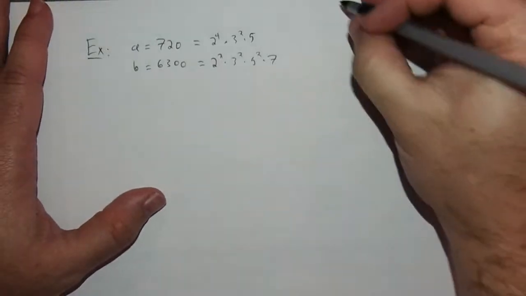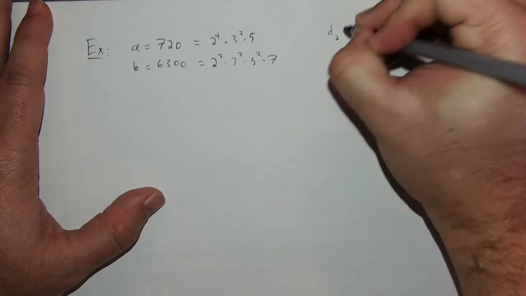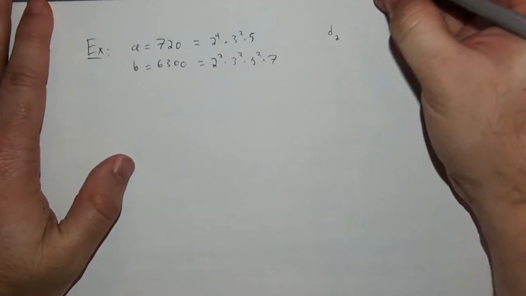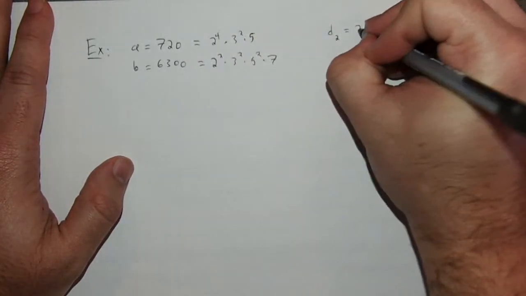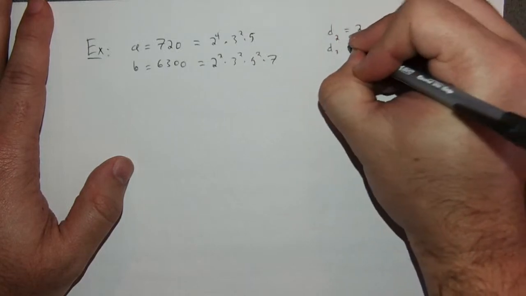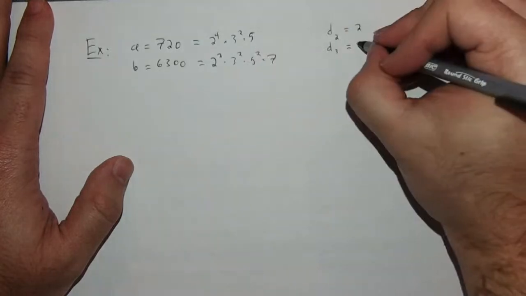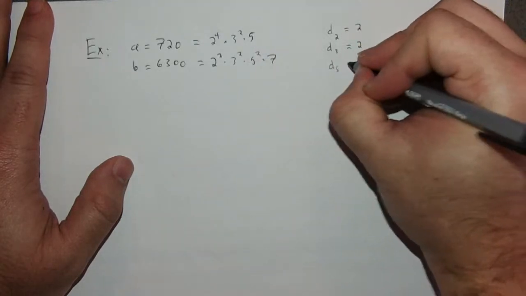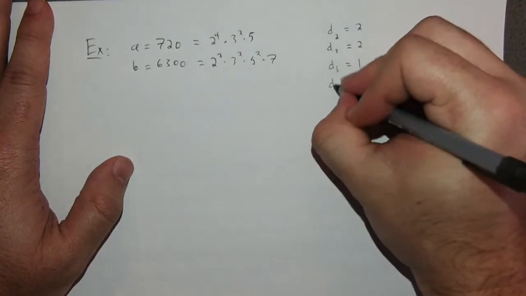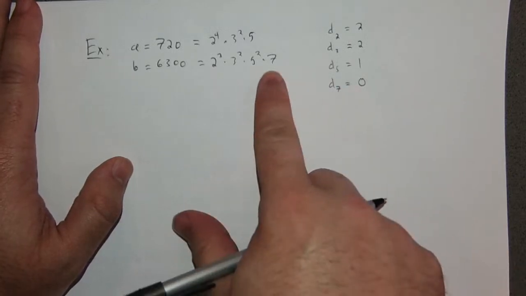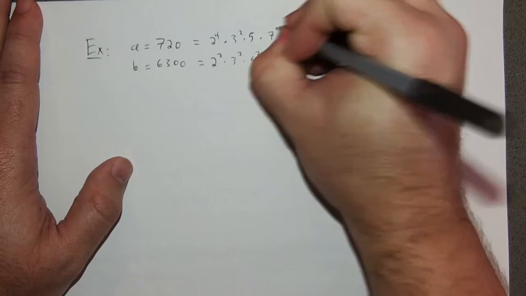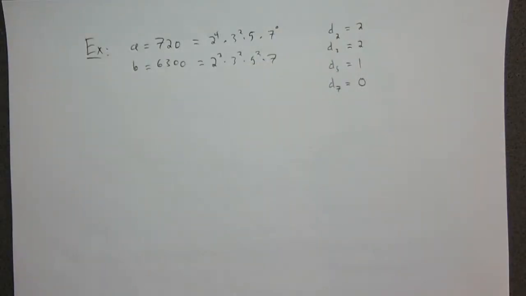Then note that d sub 2 is the min of these two, so it's 2, and d sub 3 is the min of these two, so that's also 2. D sub 5 is 1, and d sub 7 is 0, right? So to see that d sub 7 is 0, of course, here's a power of 7. Oh, but of course there's a smaller power of 7 showing up there. I just don't write it, right, to save myself hassle. Okay.